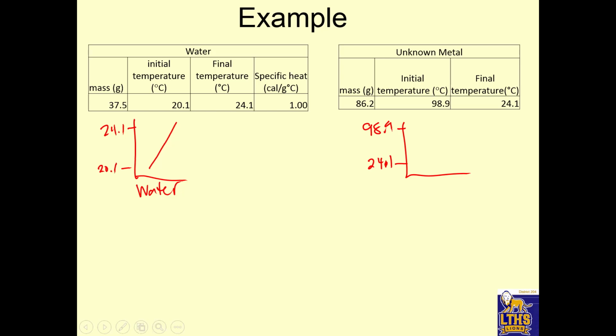What are you talking about? That's the same as that. Right, because the final temperature is the same for both. All right, and that's the metal losing heat. Okay, so metal. We don't know what that metal is. So this is a slanted line.